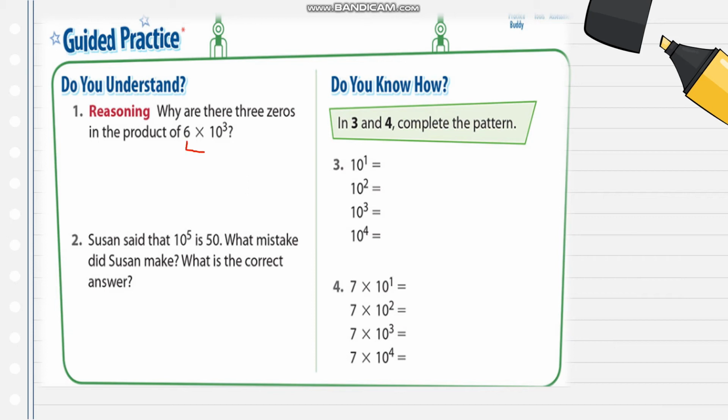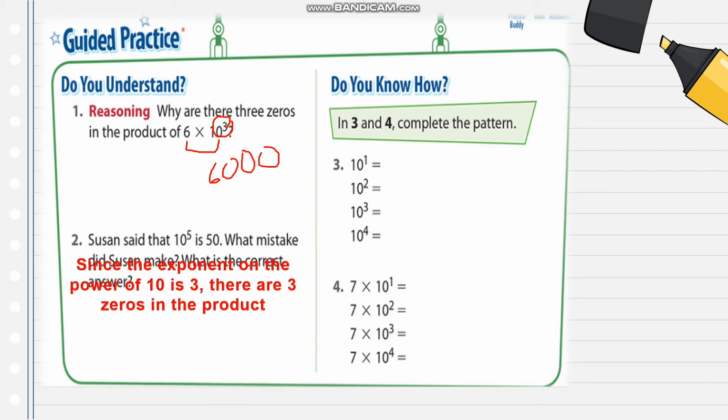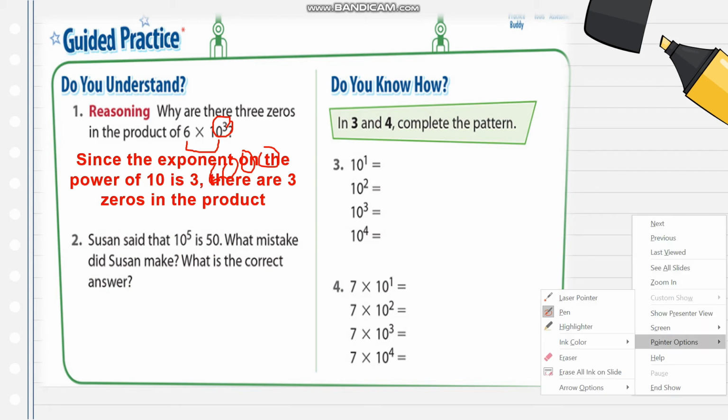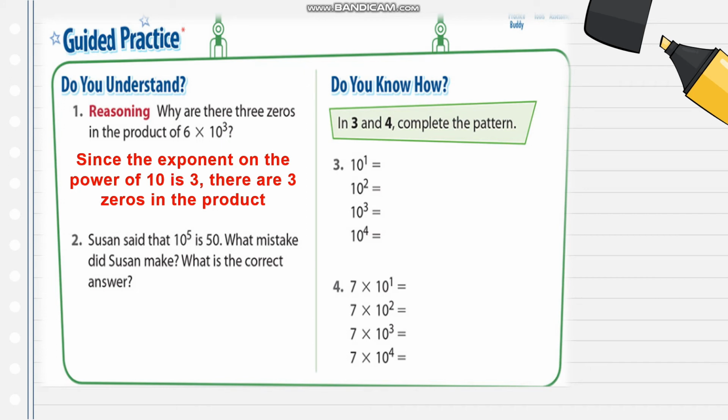Because if we multiply this, 6 times 1 is 6, then the exponent is 3, so we need to add 3 zeros, so that is equivalent to 6,000. So why are there 3 zeros? Because the exponent on the power of 10 is 3, so there are 3 zeros in the product. The number of the exponent is equivalent to the number of zeros.